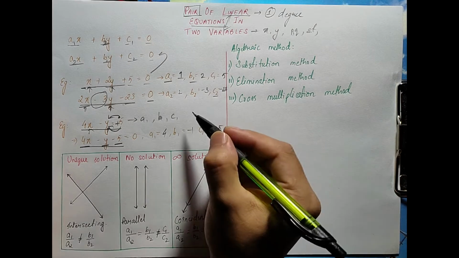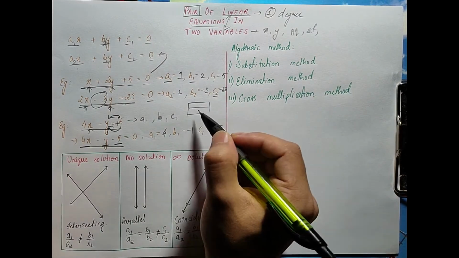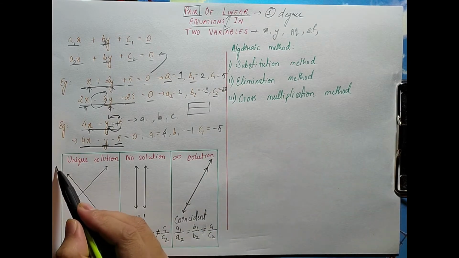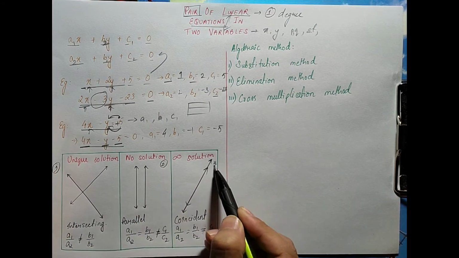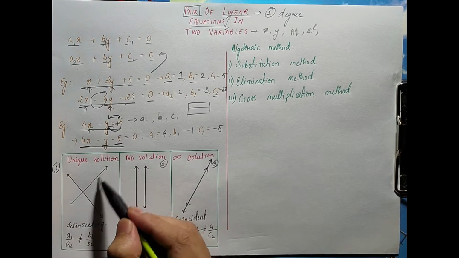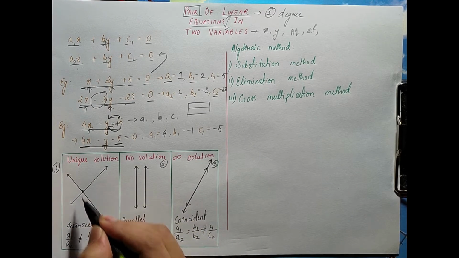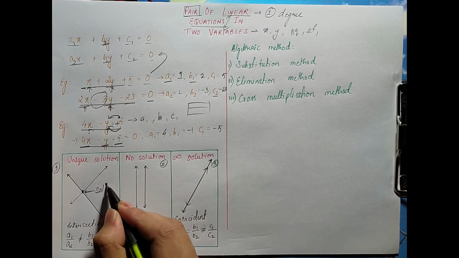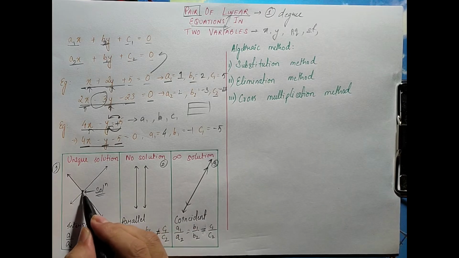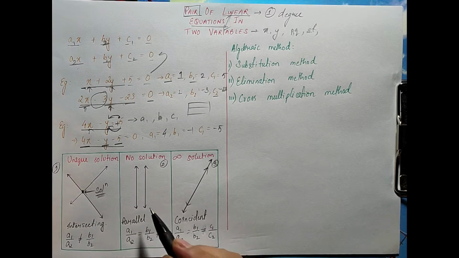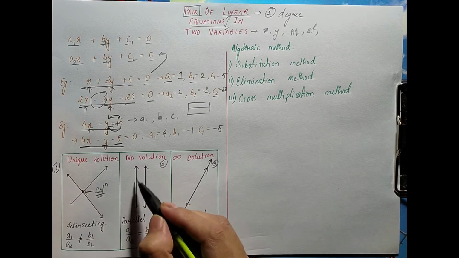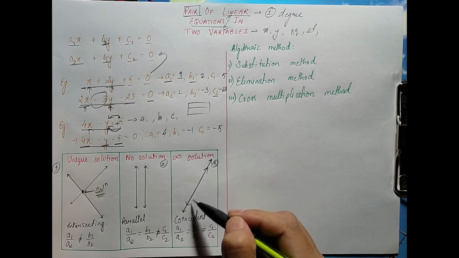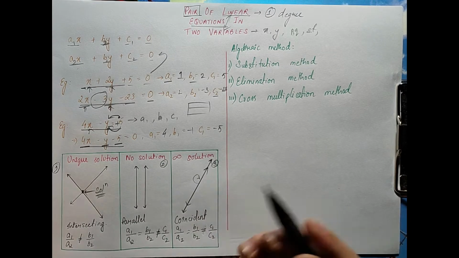Now if you plot any pair of linear equations in two variables, you might end up with three situations. This is the first situation, second situation and the third situation. In the first situation, these two lines may intersect at a point, and this point of intersection is known as your solution. So where it is intersecting is called your solution. It may be parallel, that is, these two lines may be parallel, and it may be coinciding, that is, one line is on top of the other line.